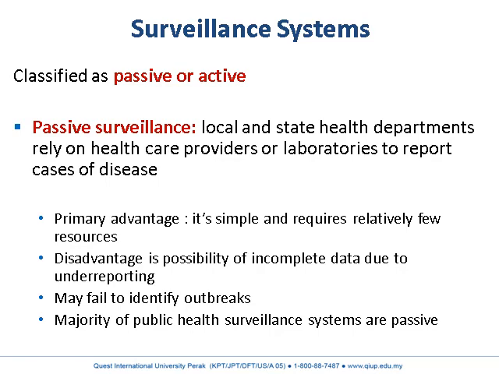But a major disadvantage is there. The disadvantage is the possibility of incomplete data due to under-reporting. Some healthcare providers may not report fully. Some laboratories may not give all the data. So there may be some missing cases. It may also fail to identify outbreaks. That's another disadvantage. But the majority of public health surveillance systems are passive surveillance.